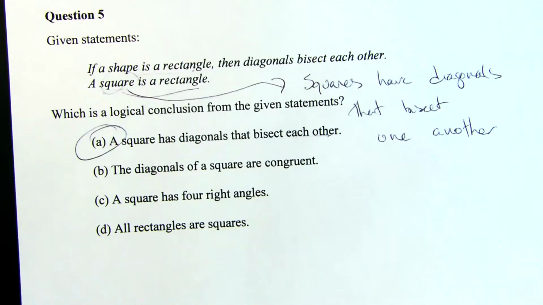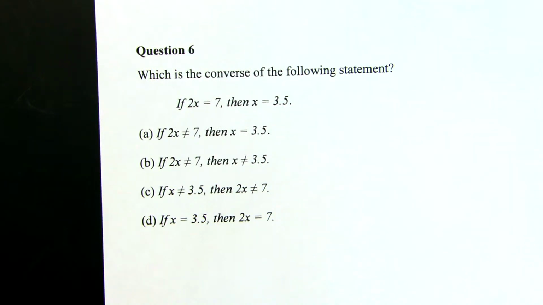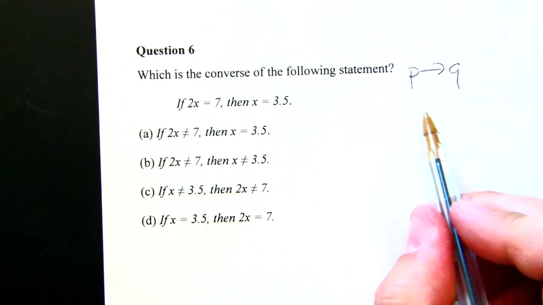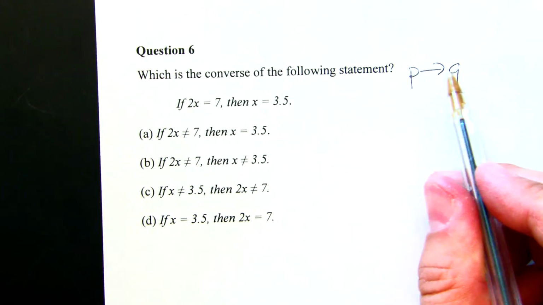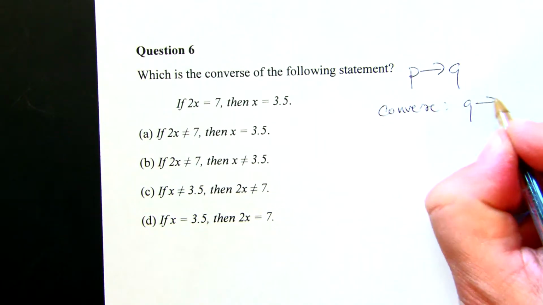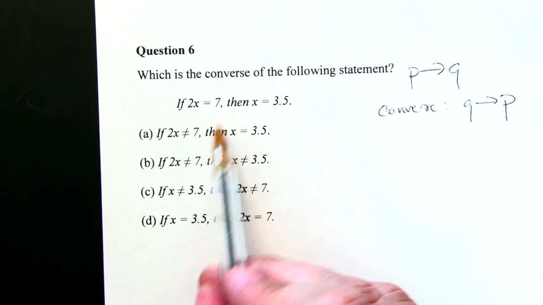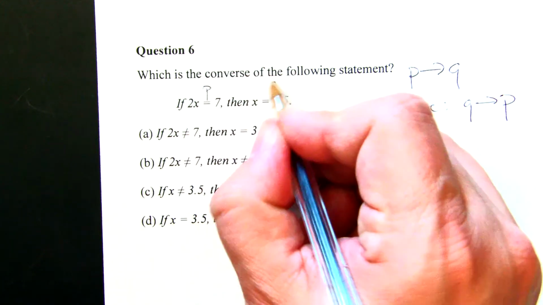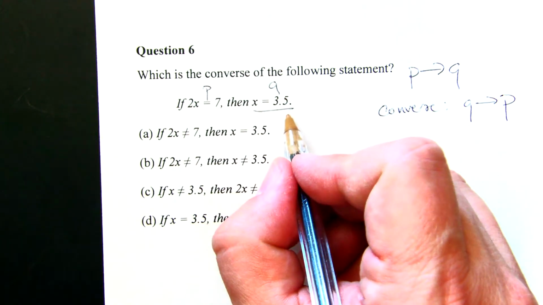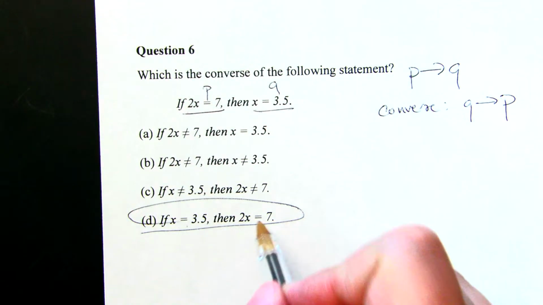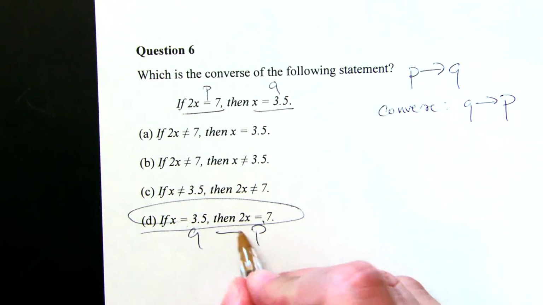So I'm done. All right, what is the converse of the following statement? Converse. That means if this is my starting conditional, if P then Q, the converse is going to be if Q then P. So I'm looking for something that's going to be, here's my P, here's my Q, if x equals 3.5, then 2x equals 7. Flip the order. So if 2x equals 7, then x equals 3.5. All right, Q then P.